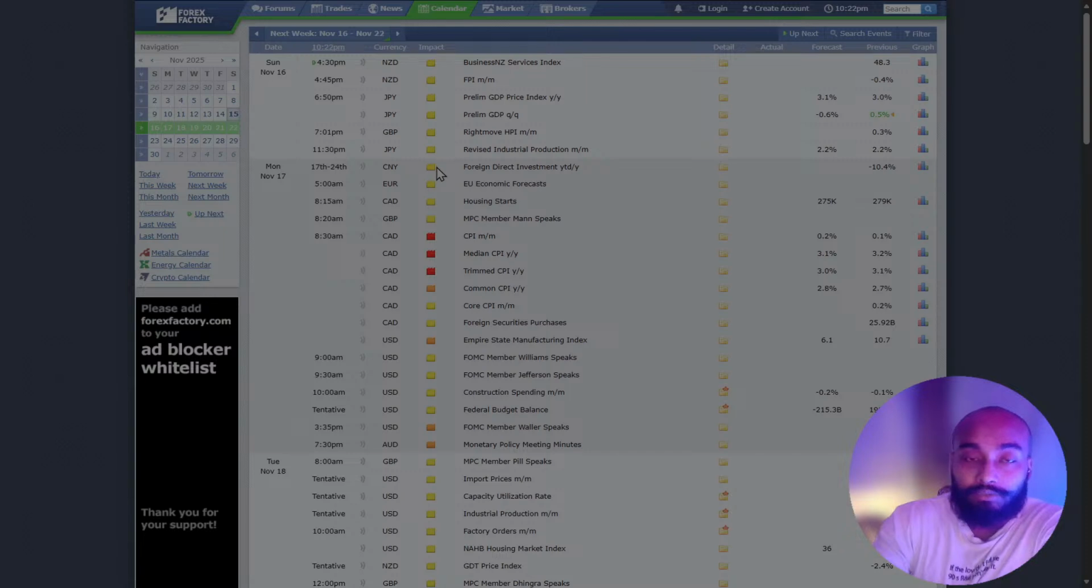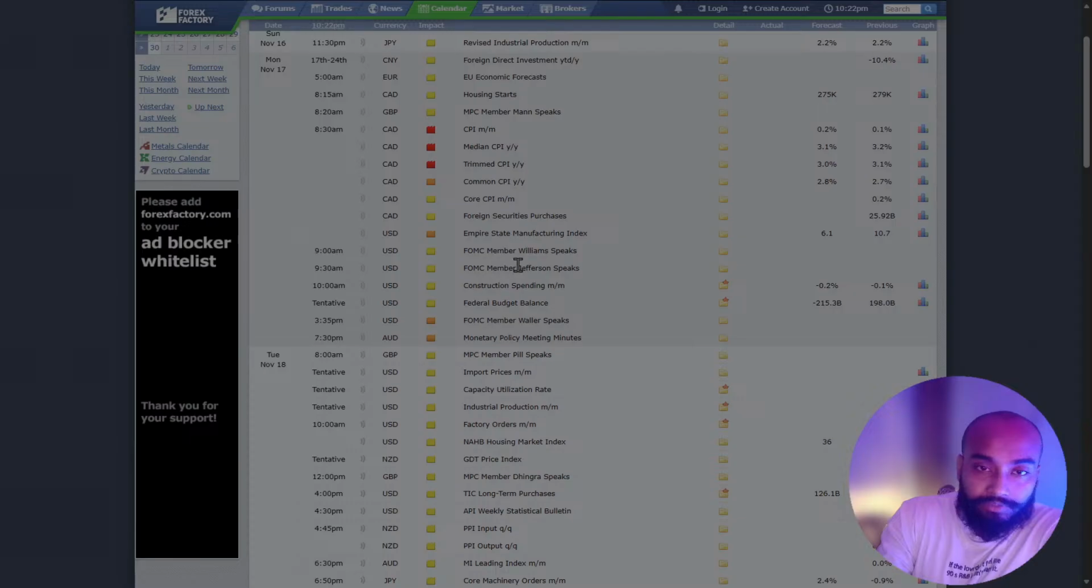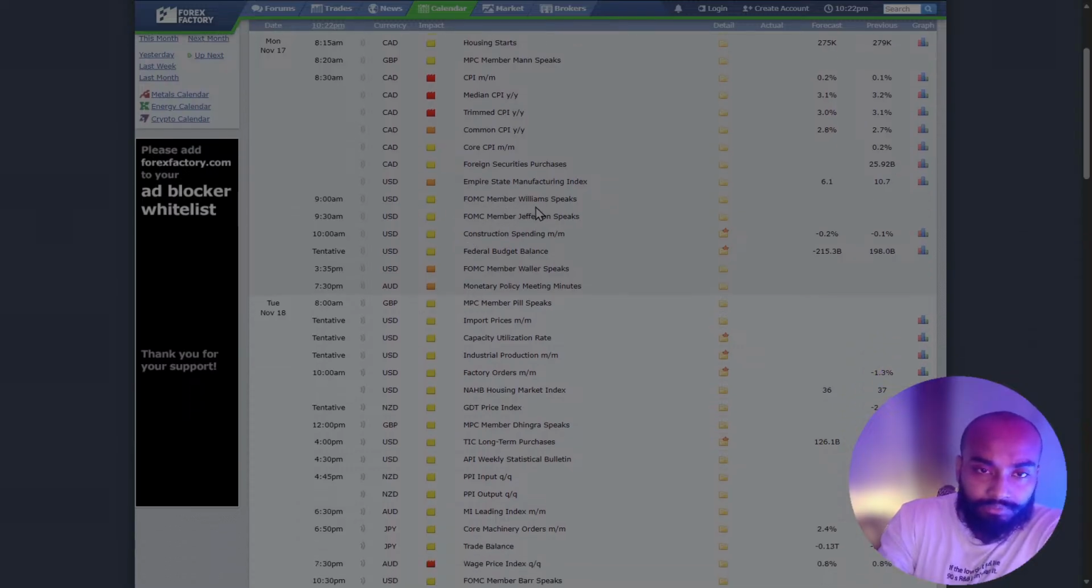I call it important. So CNY has news, Euro has news, CAD, GBP. CAD has the CPI on Monday, and FOMC member William Jefferson speaks. These are not important, but at that time the market is just in a range, most of the time.